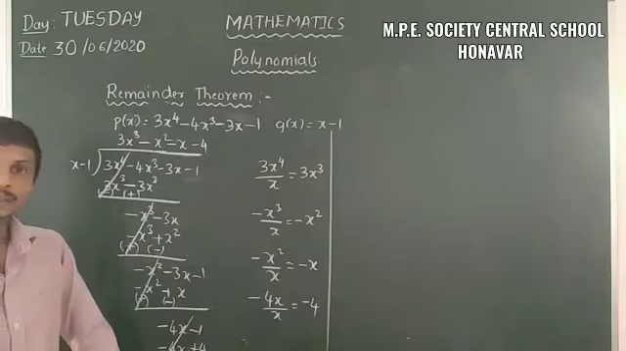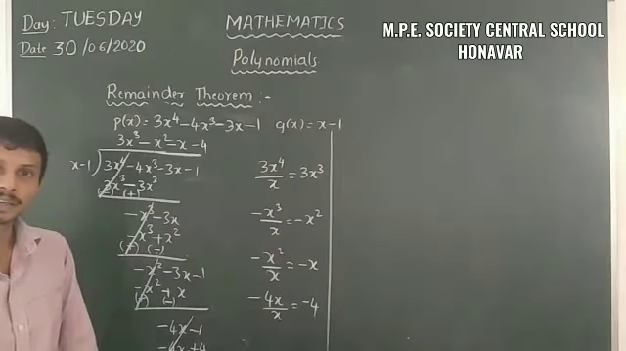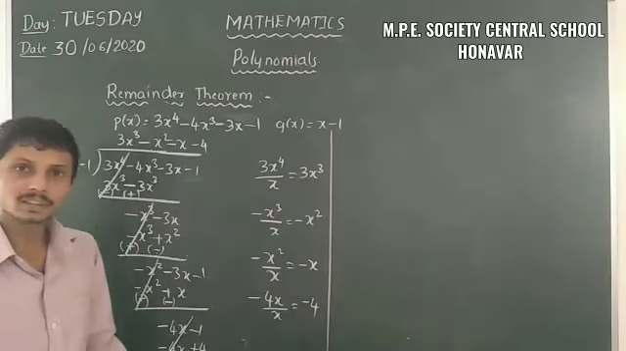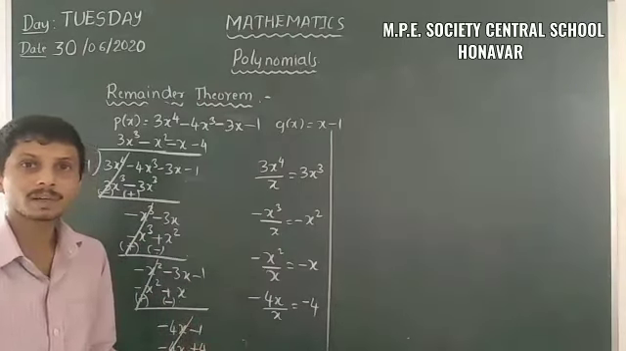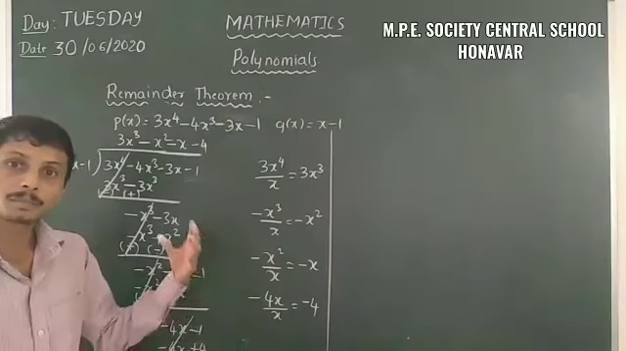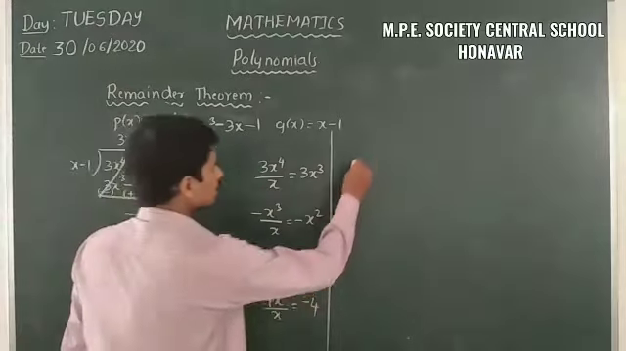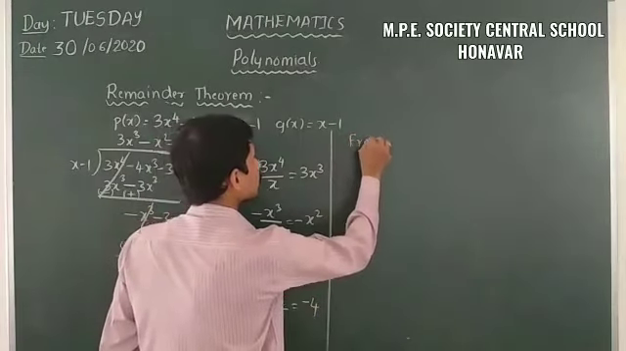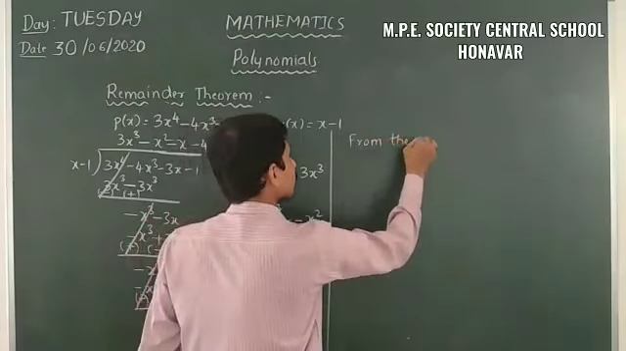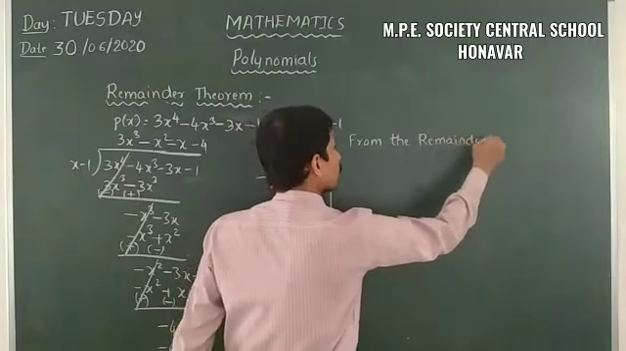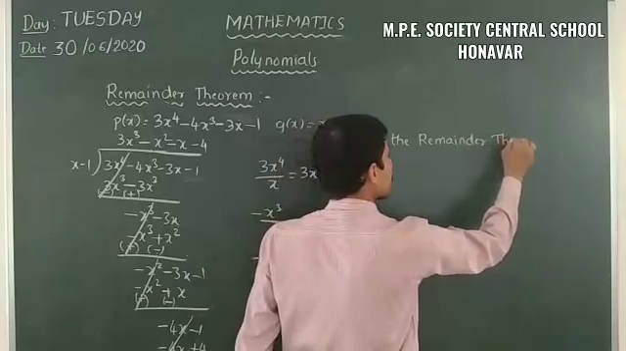So we got minus 5 as the remainder. From this division method we got the remainder as minus 5. Now from the remainder theorem we have to check whether it is right or wrong. So here we have to check the remainder theorem.